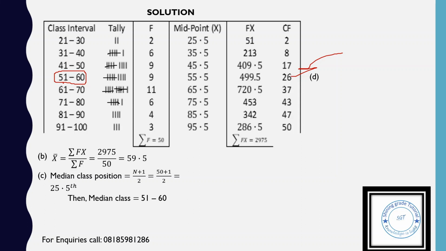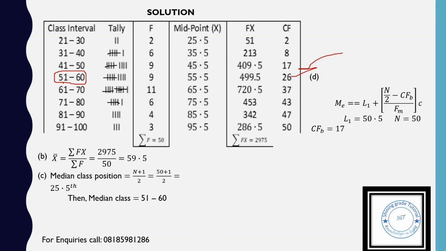Alright, now to get our median, we have to apply the formula: L1, the lower class boundary of the median class, plus n over 2 minus CFB, which is the cumulative frequency before the median class, over FM, the frequency of the median class, multiplied by its class size. Our L1 is the lower class boundary of the median class. So the lower class boundary of this class is 50.5.